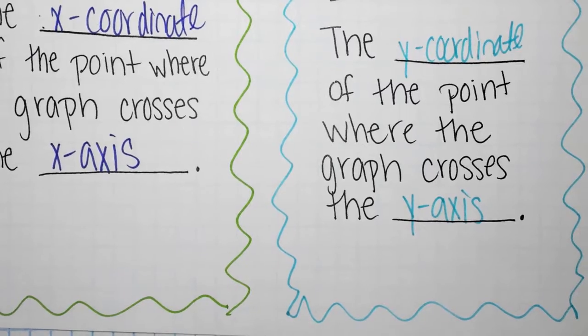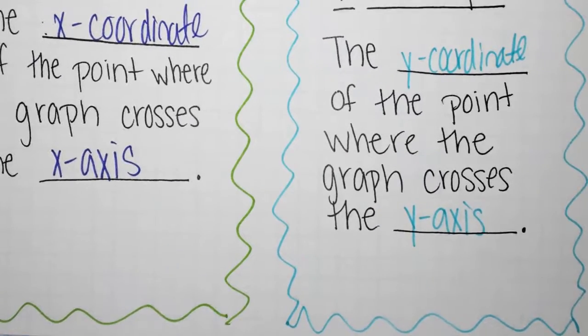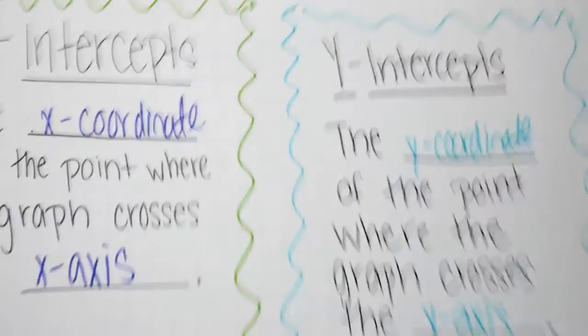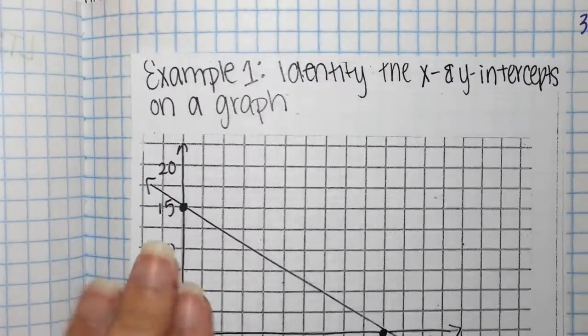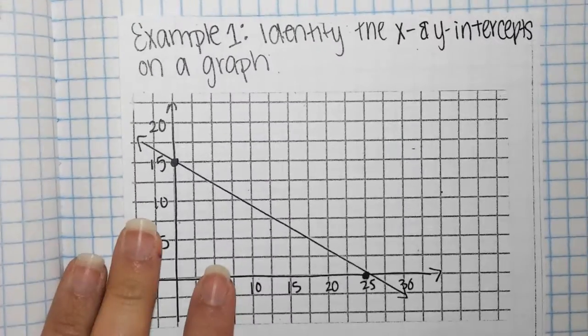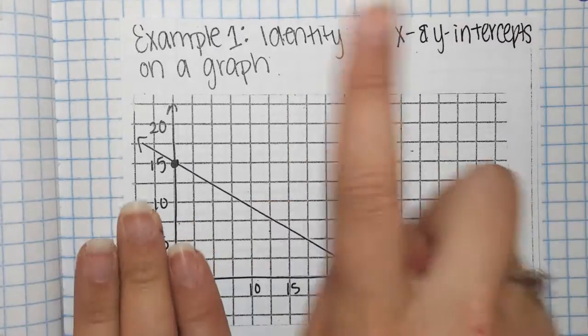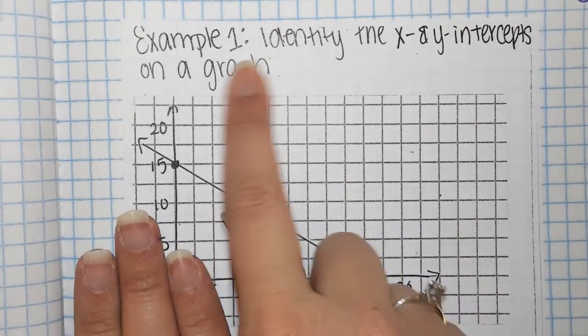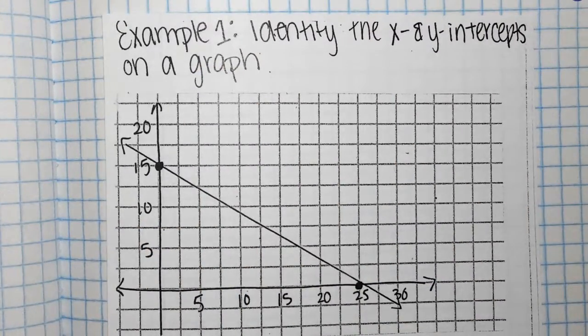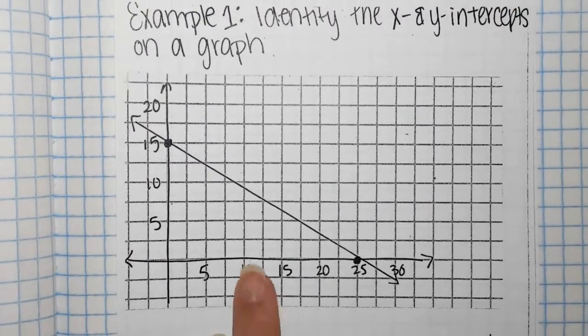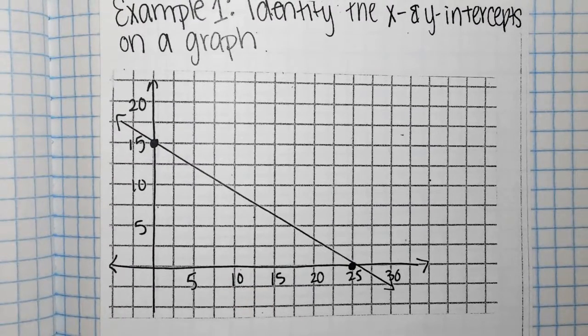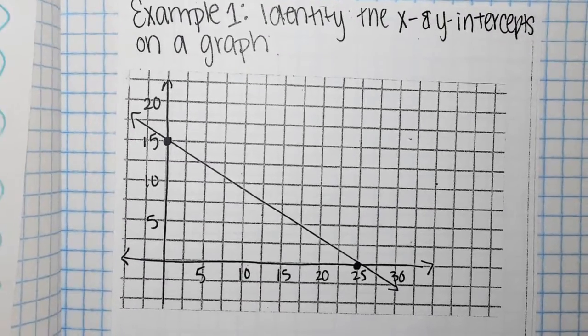Alright, so now we're going to look at what these look like on a graph and on a table. Example 1, on 30C, says identify the x and y intercepts on a graph. Which one is my x-axis on this graph? Because it's not labeled, so let's make sure we label it. Which one is the x-axis?